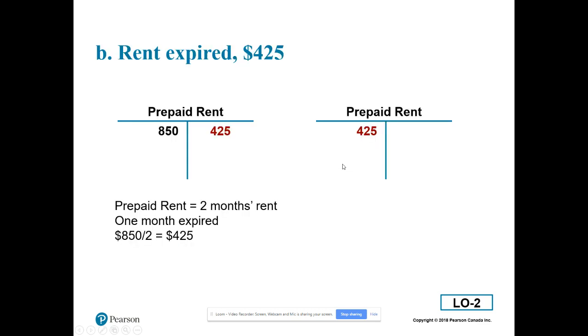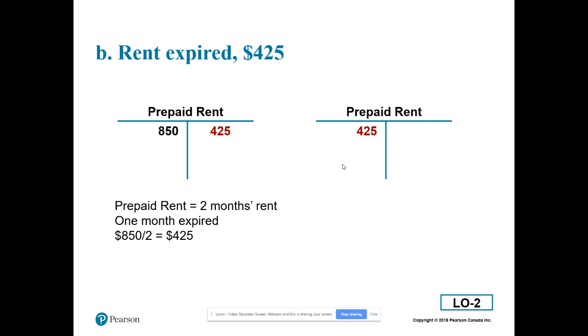Next, it says the prepaid rent represents the first and last month's rent on a new office lease signed November 1st, 2018. Okay, so if I look at my prepaid rent, it says $850. It represents the first and the last month's rent. I signed this November 1st, and this trial balance was November 30th.